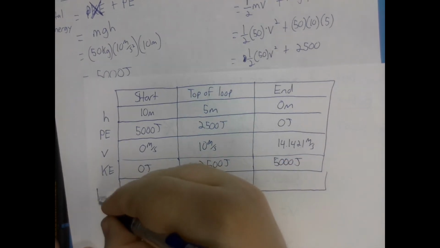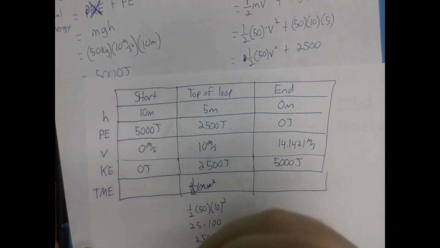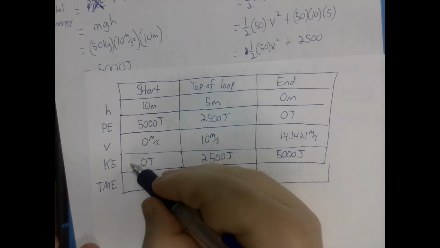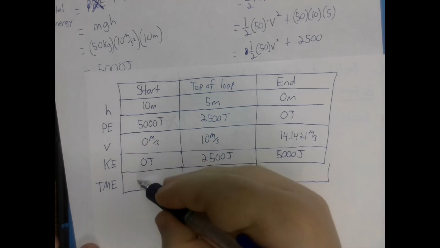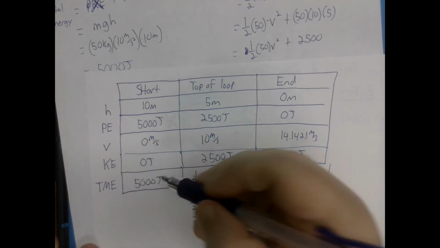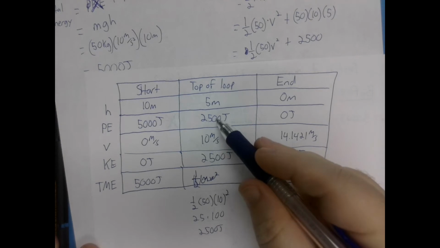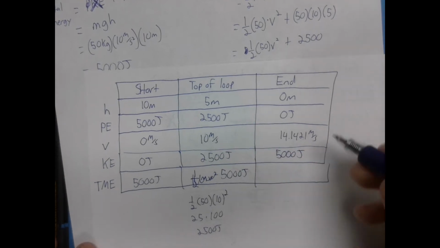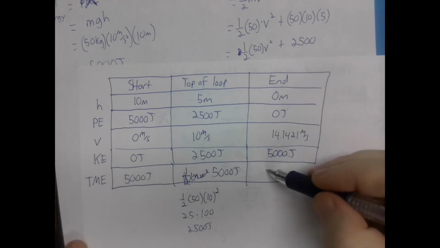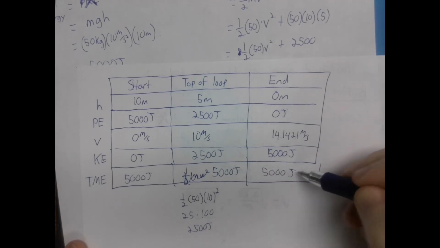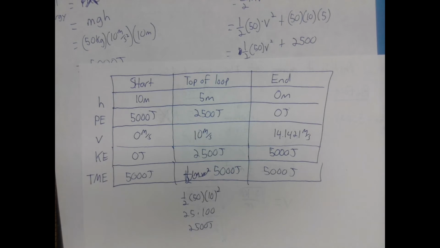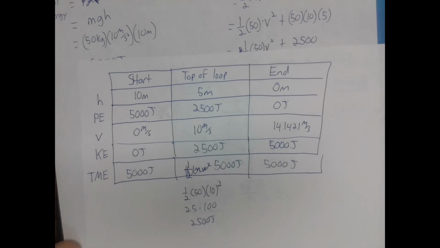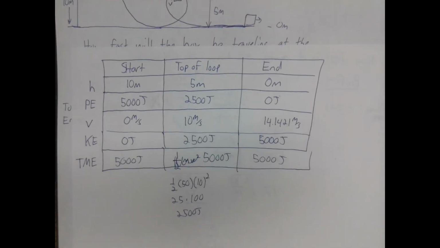And if we look at total mechanical energy, it's just equal to kinetic plus potential. At the start, that's 5,000. In the loop, kinetic plus potential, 2,500 plus 2,500 is 5,000. And here, kinetic plus potential is 5,000. So total mechanical energy stays constant. Everyone good?